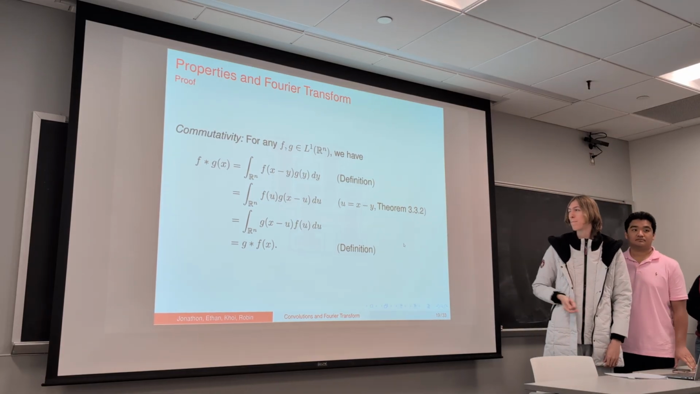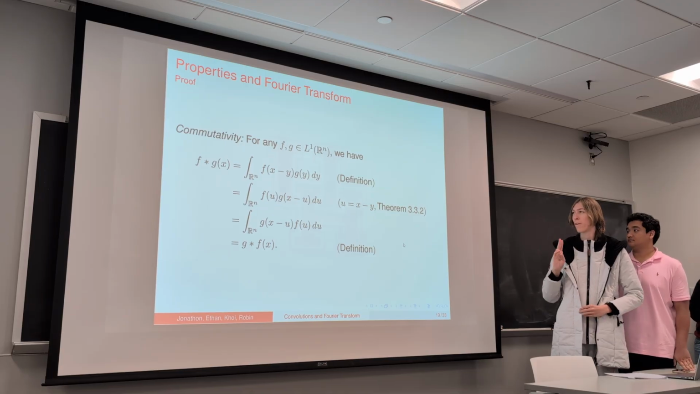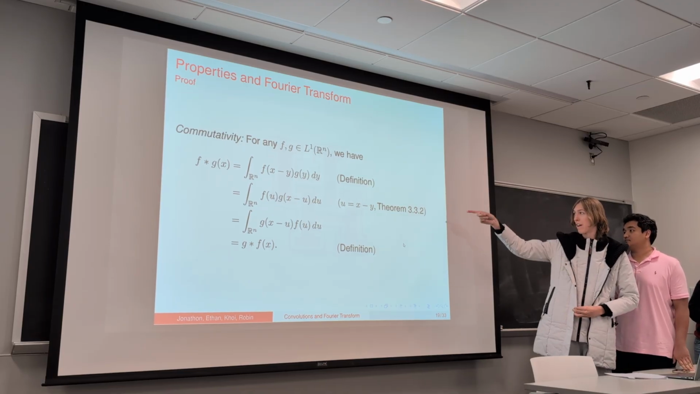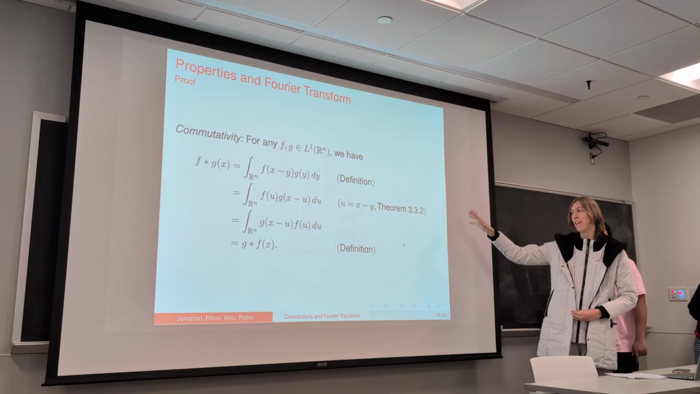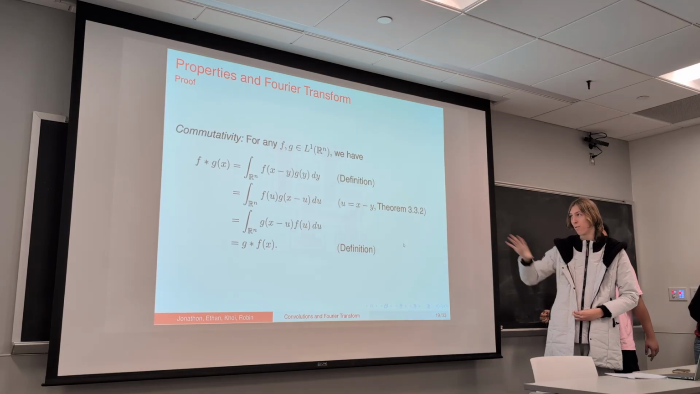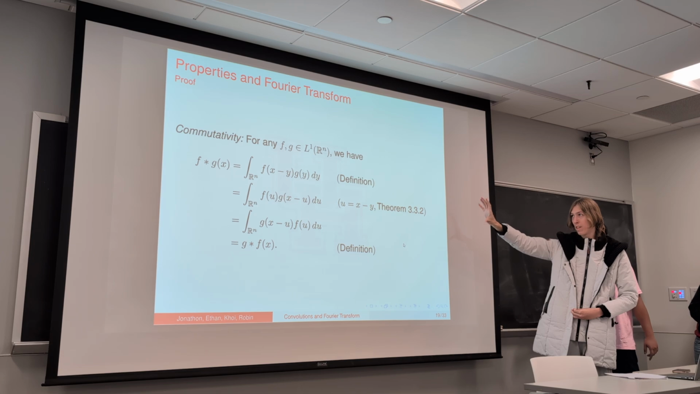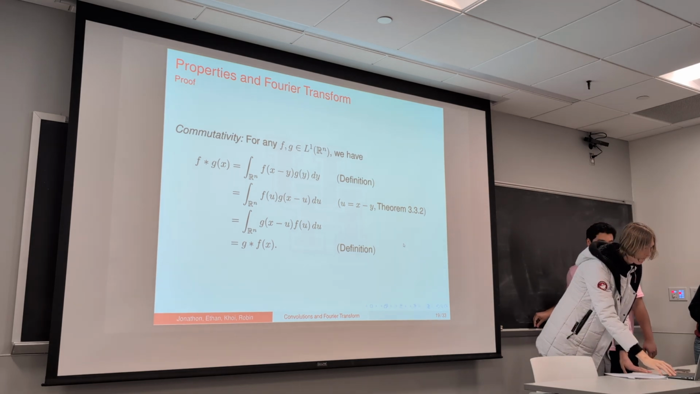So commutativity is basically just a two-part proof. Use the definition. You make a linear change of variables to shuttle the x minus y variable of integration part over to g. Then you're just using the definition again to get f star g equals g star f.